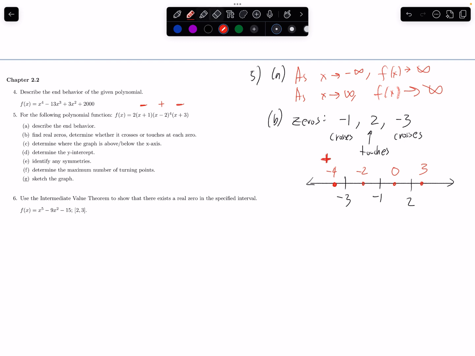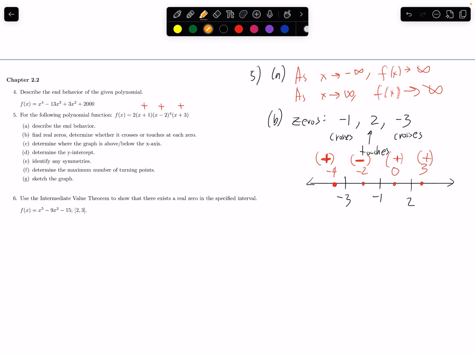Okay, what if I plug in negative 2? Negative 2 plus 1 is negative. This guy's always positive. Negative 2 plus 3 is positive. So overall, that's negative. What if I plug in 0? This is going to be positive. This is always positive. 0 plus 3 is positive. So overall, this is going to be positive. Now what if I plug in 3? I got 3 plus 1 positive. This is always positive. 3 plus 3 positive. So overall, positive.